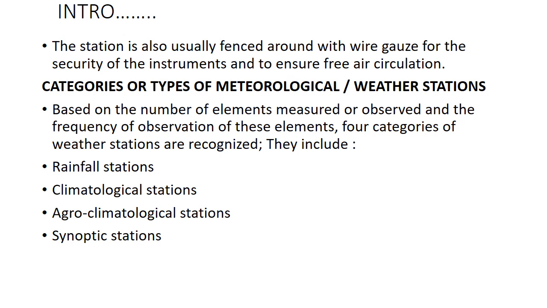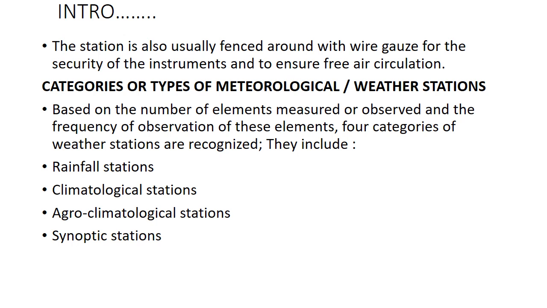The station is also usually fenced around with wire guards for the security of instruments and to ensure free air circulation. In siting of weather station, one must consider the fencing. The fencing, it is advised that wire gauze is used to allow free air circulation and also to secure the instruments within the weather stations.